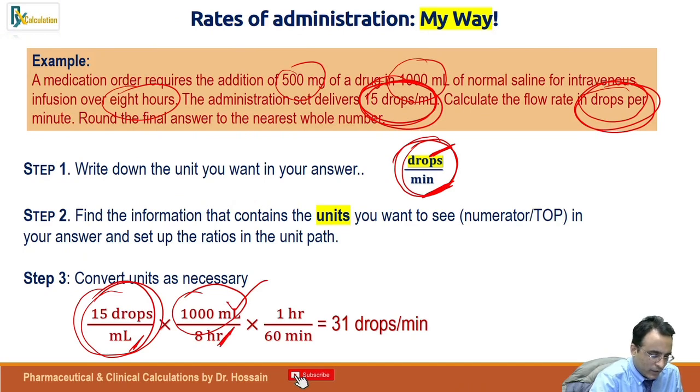The total time is 8 hours, but I need minutes, so I convert hours to minutes. Sometimes you need to invert the ratio to cancel out the unwanted units. See, I wrote 1 hour over 60 minutes so that we can cancel out hours.